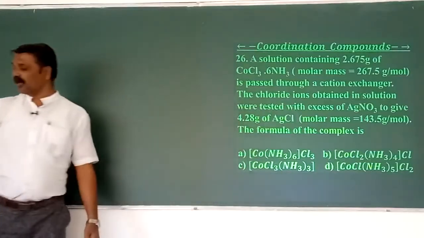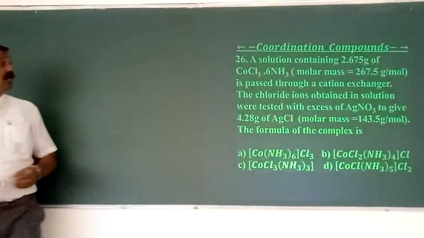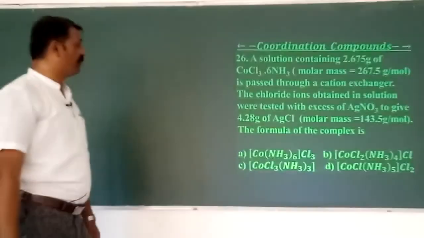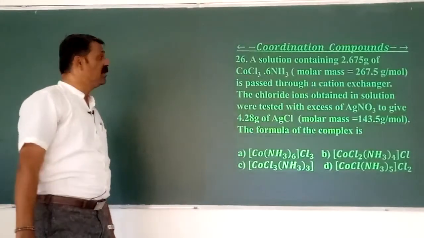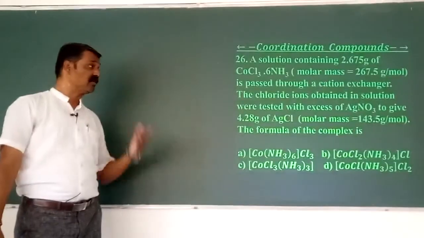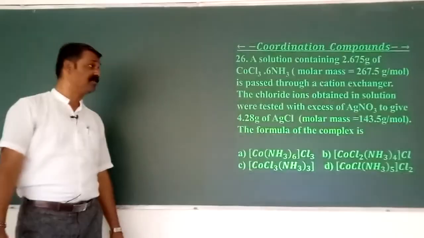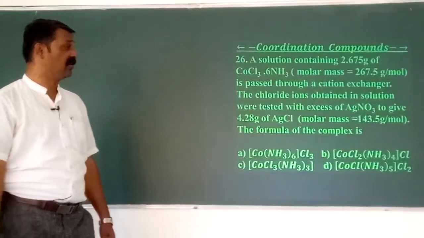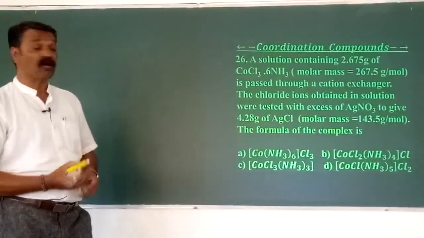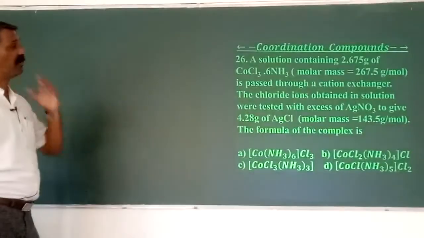A solution containing 2.675 grams of CoCl3 and 6 times NH3, molecular mass is given already, is passed through a cationic exchanger. The chloride ions obtained in the solution were tested with excess of silver nitrate to get 4.28 grams of AgCl. Molecular mass is going to be 143.5. Therefore, what is the formula of that particular complex?